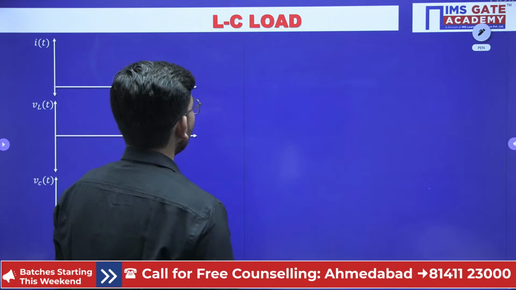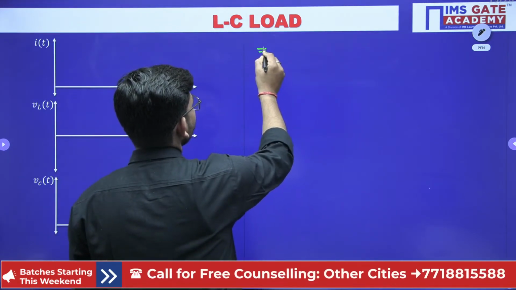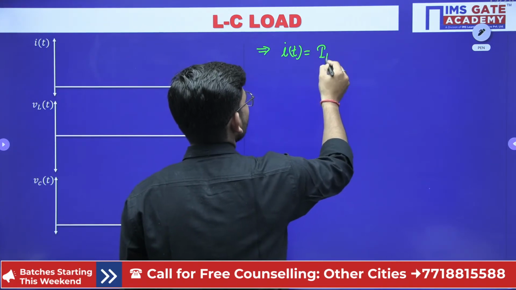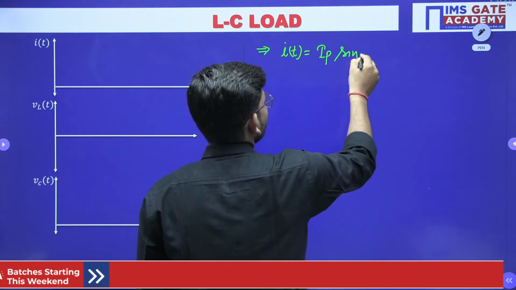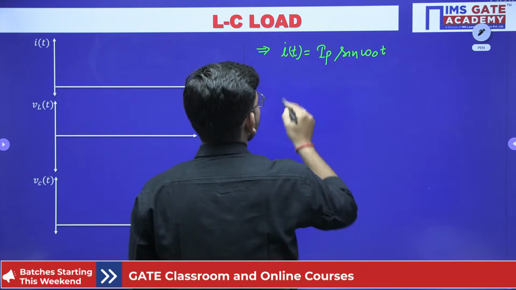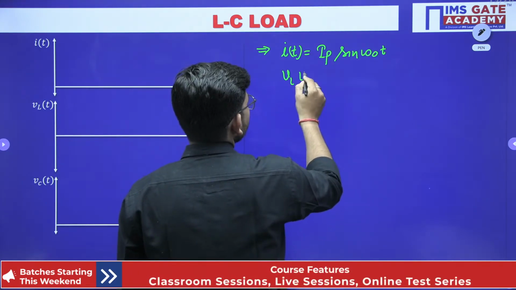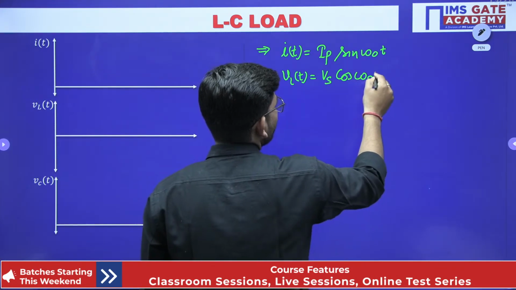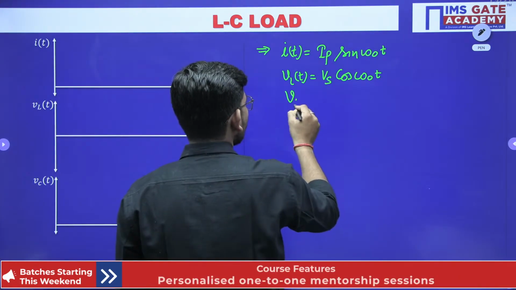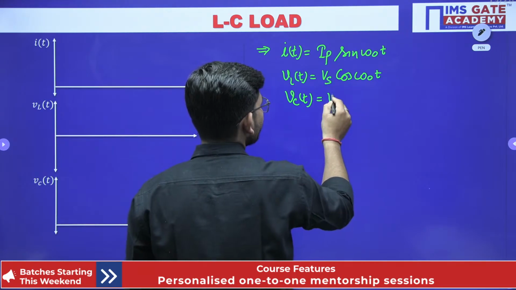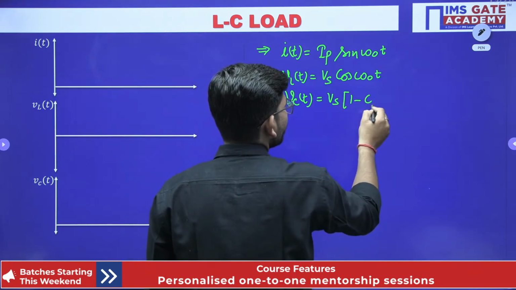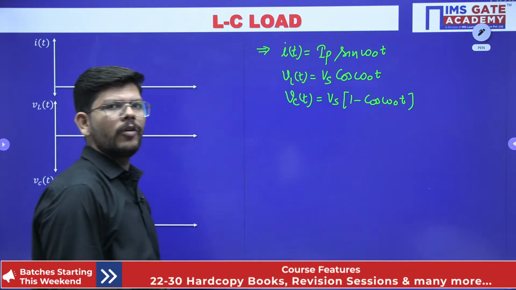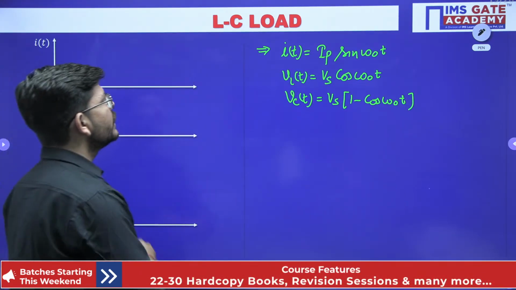Okay. Now suppose I have to plot these values. What values have I obtained? The current value that I have obtained is IP sin omega naught t. The inductor voltage that I have obtained is Vs cos omega naught t, and the capacitor voltage is basically Vs times (1 minus cos omega naught t). This is what we have obtained.